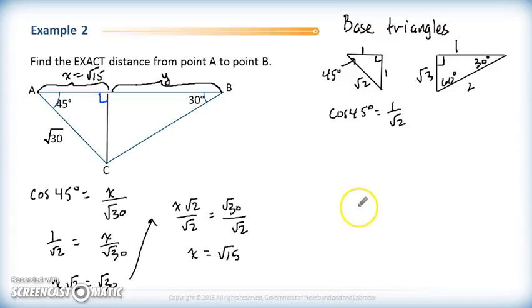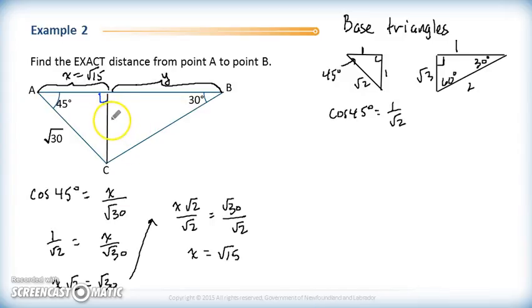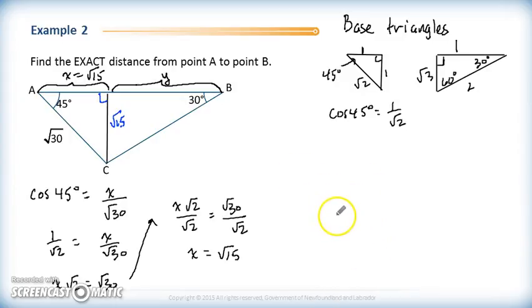Meanwhile, we want to work with the other triangle as well to get the value of y, but we don't have another side measurement to work with, or do we? Recall that the 45, 45, 90 triangle is isosceles, so that means that this altitude here also had to be root 15, which is also a side of the 30, 60, 90 triangle. So using a bit of trigonometry here, root 15 is our opposite, y is our adjacent, so tan we'll have to use for this one.